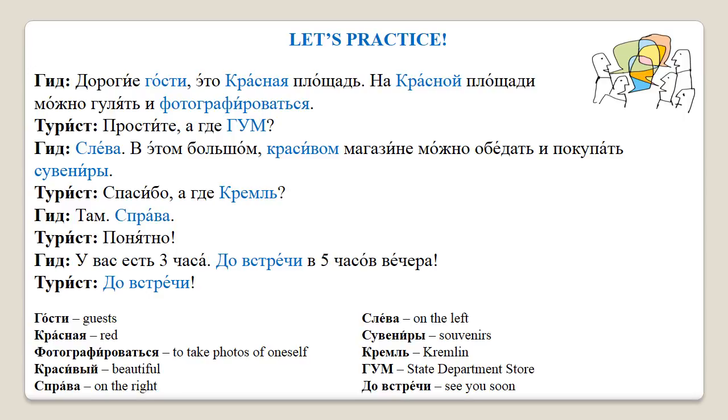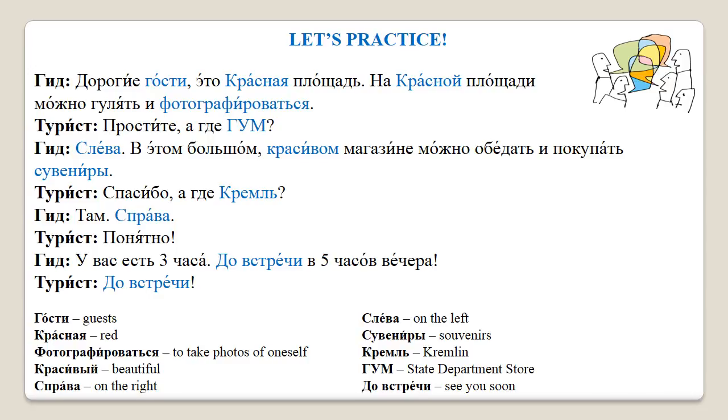Dear guests, this is the Red Square. It's possible to go for a walk and to take pictures at the Red Square. Excuse me, but where is GUM? On the left. In this big beautiful shop, it is possible to have lunch and to buy souvenirs. Thank you. And where is Kremlin? There, on the right. I see. You have 3 hours. See you at 5 o'clock in the evening. See you soon.